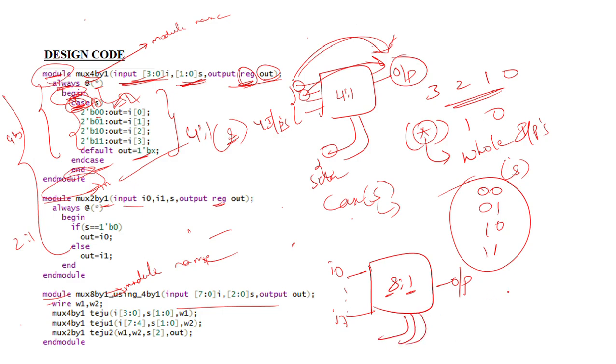So what is the power? 2 power 3, so that means we assign 3 select lines. We have 3 select lines here, so I represent them with 2:0 of s. The output we can represent with the out variable. Here we don't use any always block, so you can observe there is no always block. That's why we don't represent the output as reg data type. When you use an always block, then you assign the reg data type to the output variable. Here we are going to connect this value.